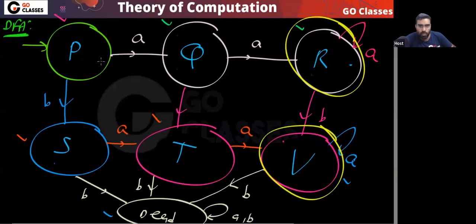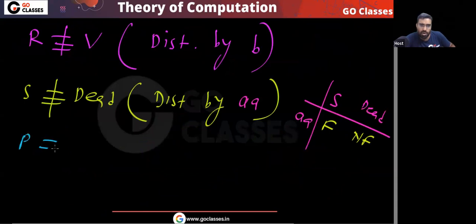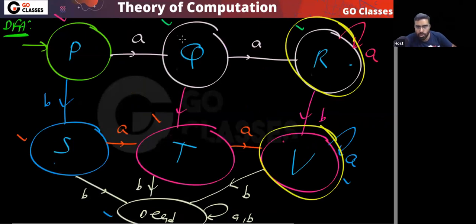What about P comma Q? They are distinguishable by A. Yes or no? You can notice P is not equivalent to Q. Distinguishable by A, correct? They are distinguishable by A, because on symbol A, Q is going to final, and on string A, this P is going to non-final.